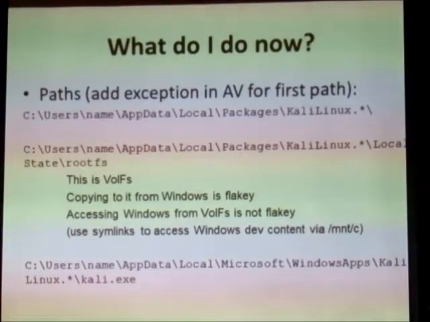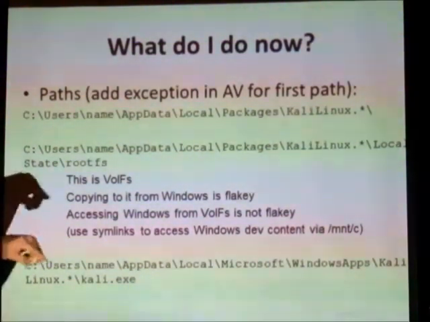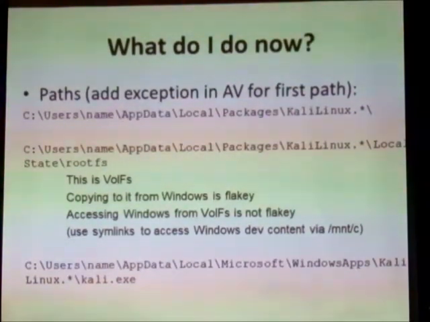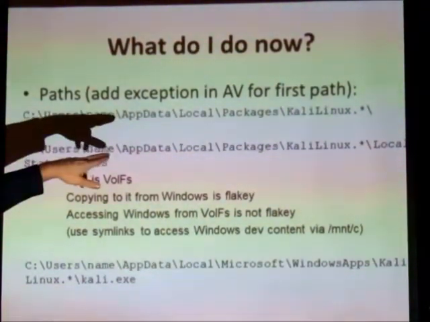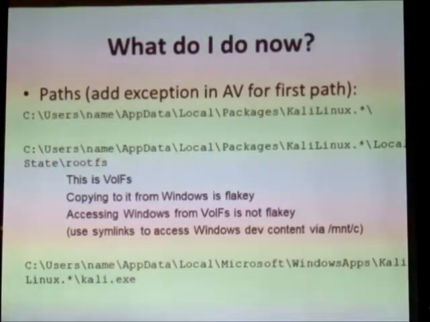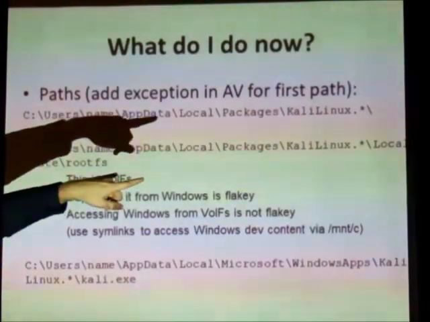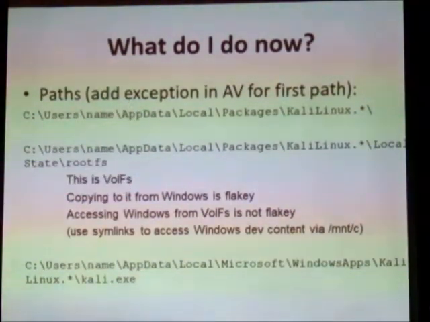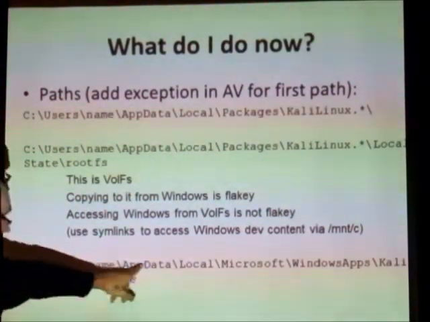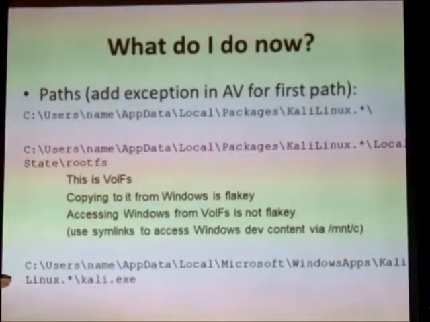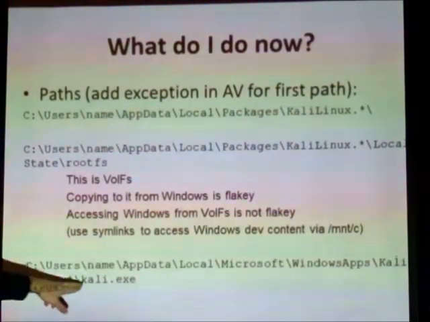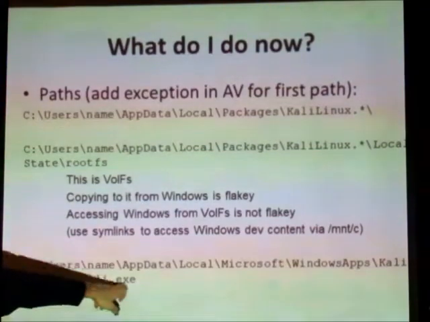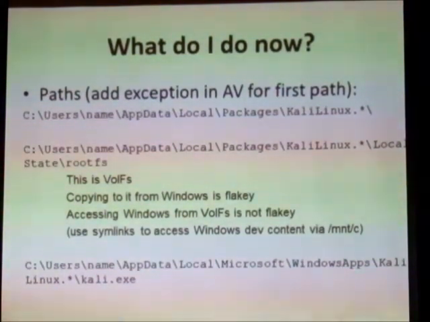Here are the paths. Your executable, Kali.exe, where is it? It's in the same folder. Users, name, AppData, Local, Packages, Kali Linux has the actual distribution itself. That's the 2.4 gig directory, the Kali Linux something number. And then C drive, Users, name, AppData, Local, Microsoft, WindowsApps, Kali Linux, the same kind of number. Kali.exe will be the actual executable, right? So that's where you're going to find these things if you're looking for them.